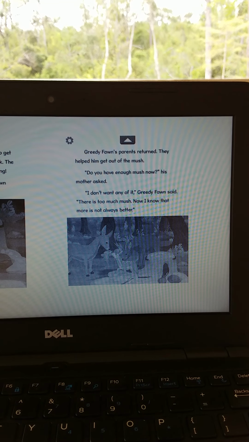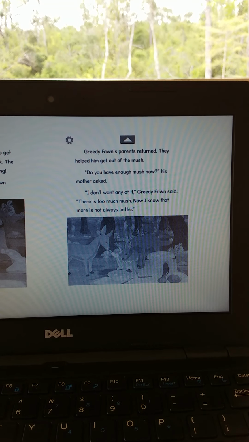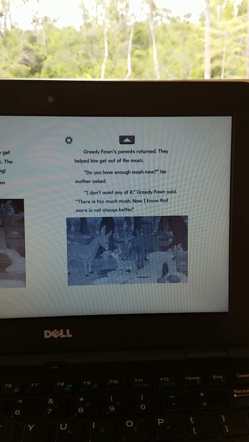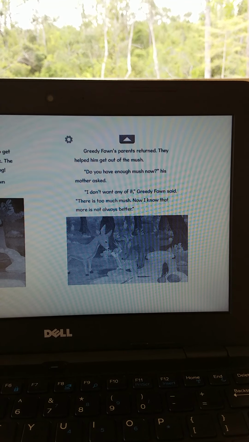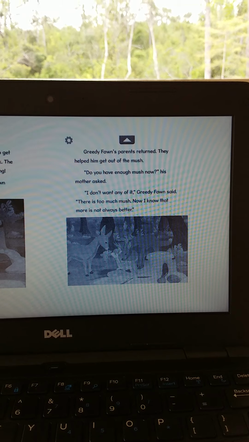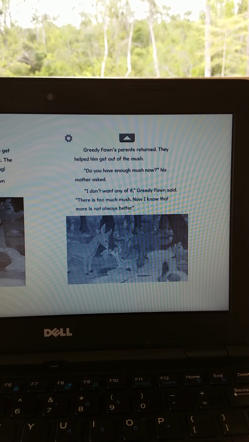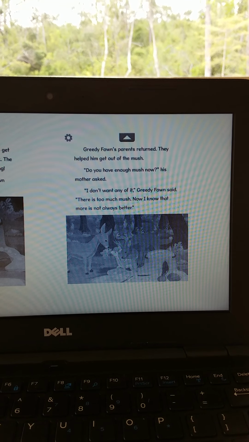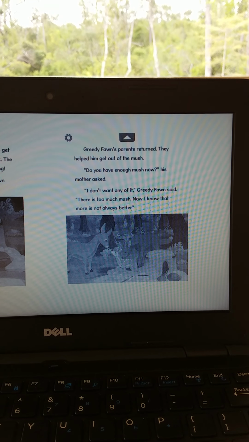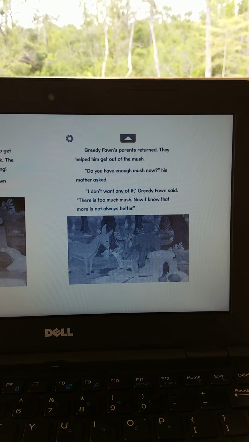Greedy Fawn's parents returned. They helped him get out of the mush. "Do you have enough mush now?" his mother asked. "I don't want any of it," Greedy Fawn said. "There is too much mush. Now I know that more is not always better."